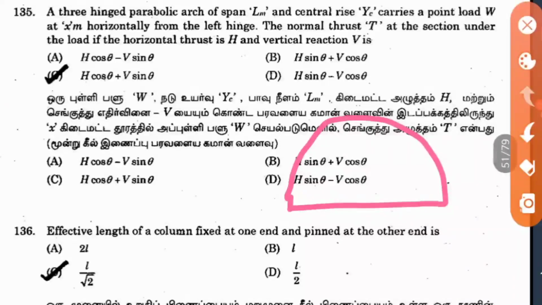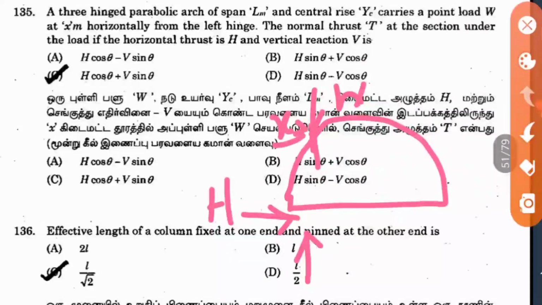So at a distance X from the left hinge, it may be any distance X, here a load is applied. The load they have given as W. Here the horizontal thrust will be coming, and here the vertical reaction will be coming. So they have given us H and V. Now they have asked for T, that is the normal thrust.